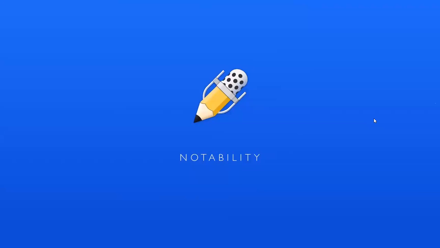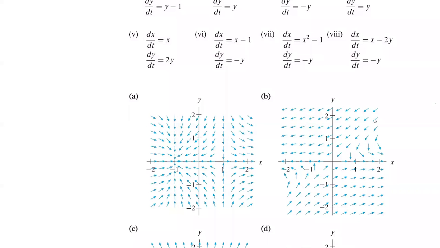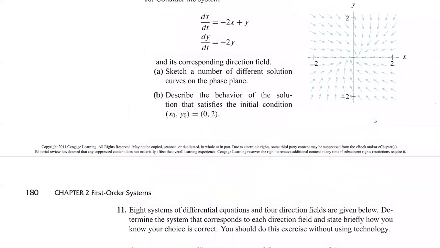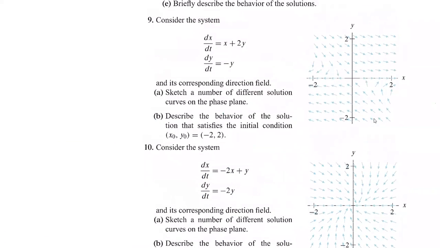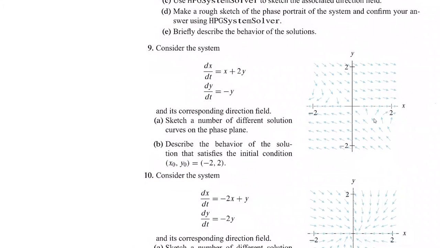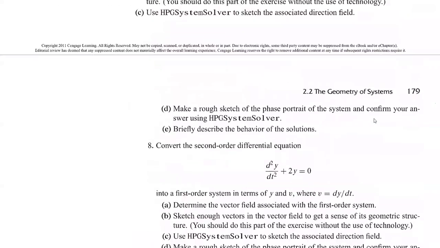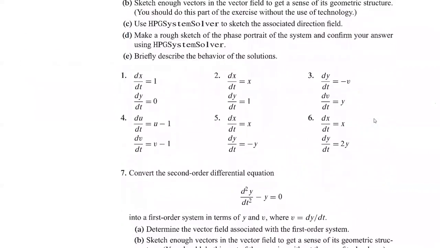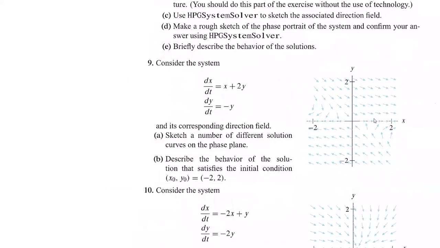So let's take a look at this kind of thing. Exactly, this is the direction field. For example, let's take a look at problem 9, I think in 2.1, if I'm not mistaken. Do I have it here? 2.2. All right. Let's see here. Sketch a number of different solution curves on the phase plane. So phase plane, I guess they call it phase plane as well. I don't know.